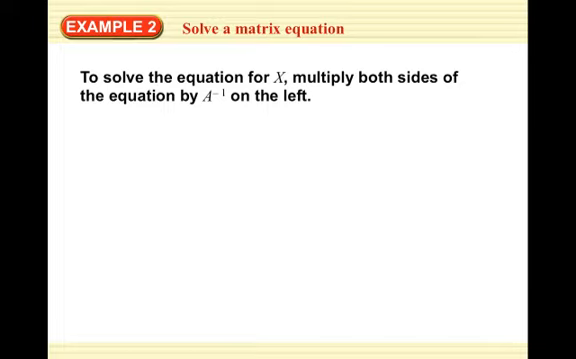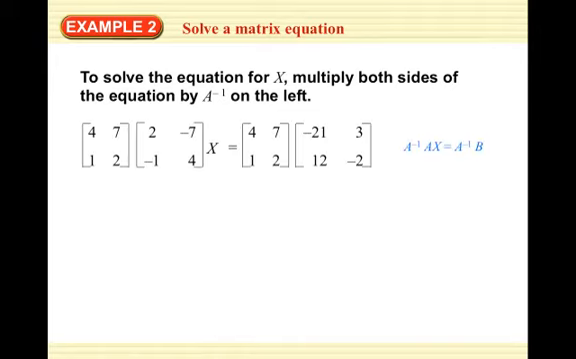To solve the equation for X, multiply both sides of the equation by A inverse on the left. So we're going to do A inverse times AX equals A inverse times B. So we've got 4, 7, 1, 2 times 2, -7, -1, 4 times X. And then we've got 4, 7, 1, 2 times -21, 3, 12, -2. Okay, so now we want to do our multiplication. If we do the A inverse times A, we're going to end up with I.